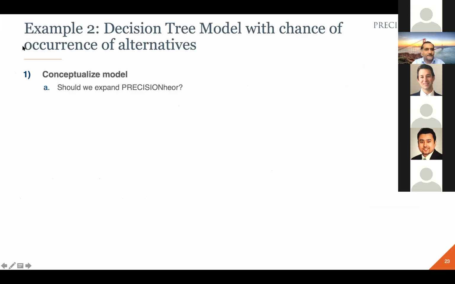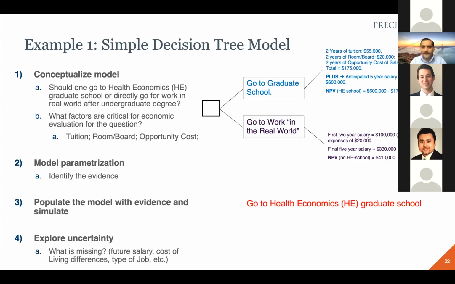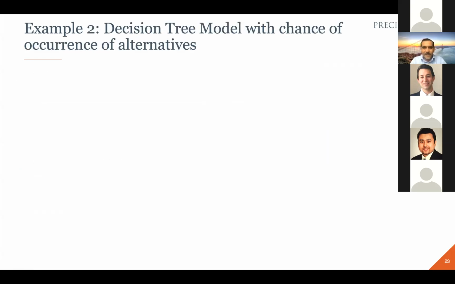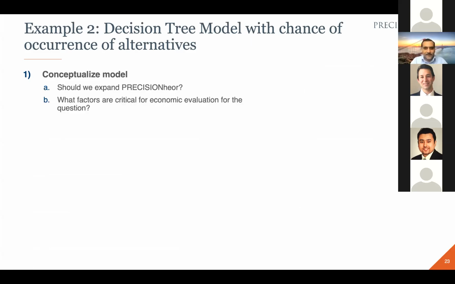I will give you one more example, and I think I'm running very late, but I will be very quick. So should we expand PRECISIONheor? Suppose the question now is, note that in the previous example we did not have any chance involved. The question was whether you should go or not go. But now, in another example, I'm asking, should we expand PRECISIONheor and make it a bigger company or not?